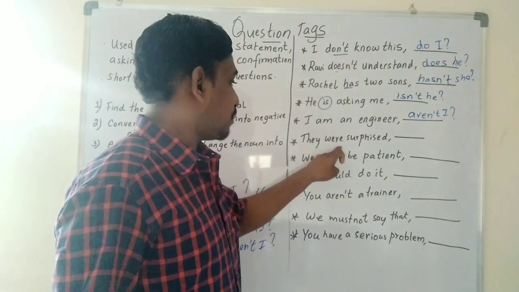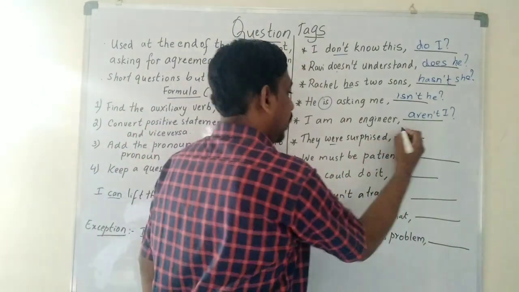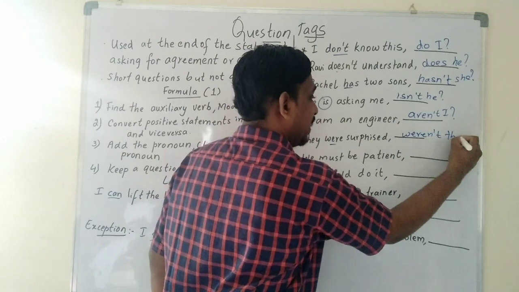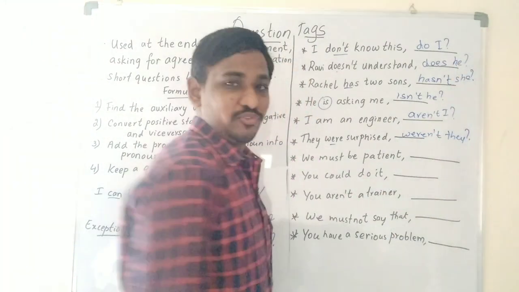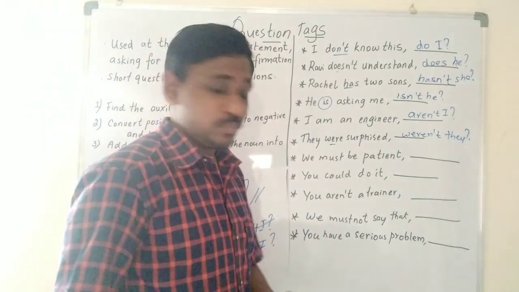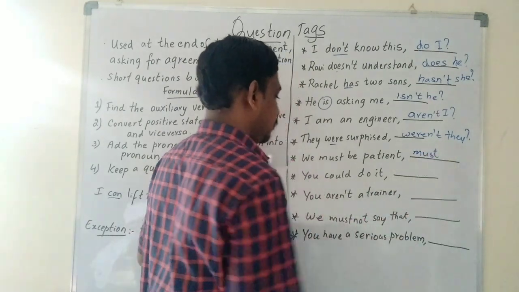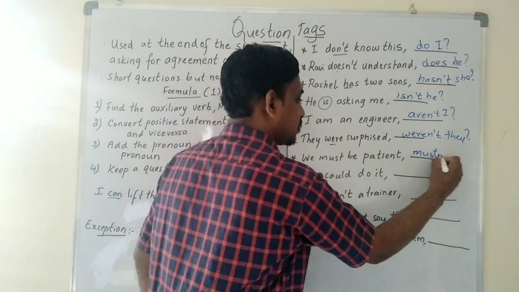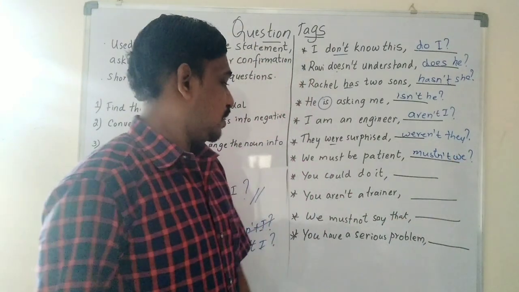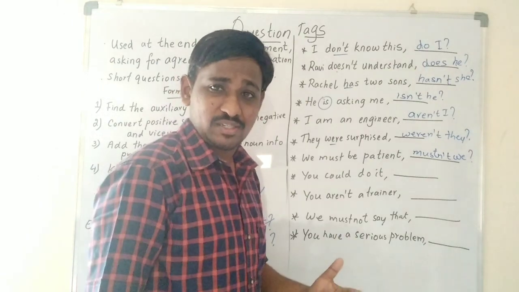Right. The next one. They were surprised. Yes, they were surprised. Were. Make it into negative. Weren't they? Fine. Next one. We must be patient. What is the modal? The must. Must. So negative, make it negative. Mustn't. Mustn't we? Right. You could do it. Yes, same. You could do it. Couldn't you?